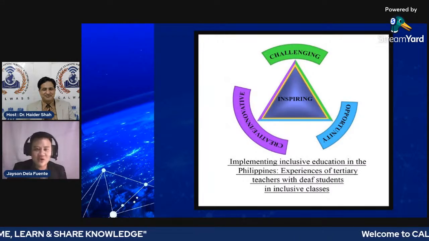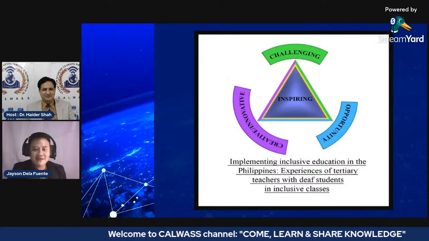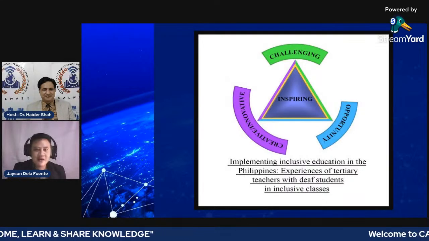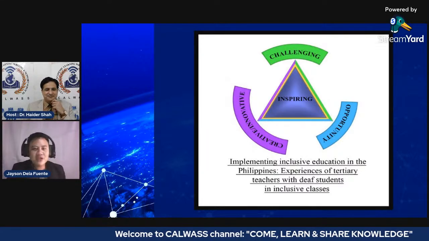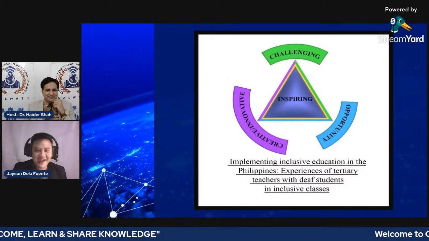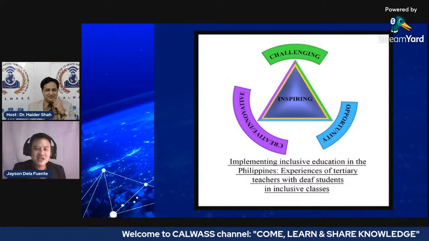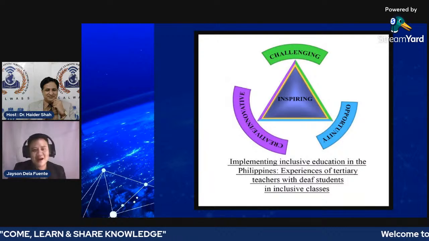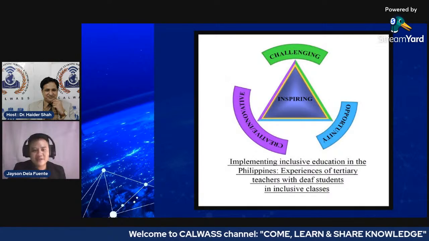This can be interpreted that the experiences of my participants in implementing inclusive education in the Philippines is challenging. But despite that it is challenging, it is an opportunity for them to become creative and innovative. And in general, they associate their experiences in teaching deaf students as inspiring. So that's my themes. Out of the illustration, I can describe vividly, share, and express the experiences of my participants.